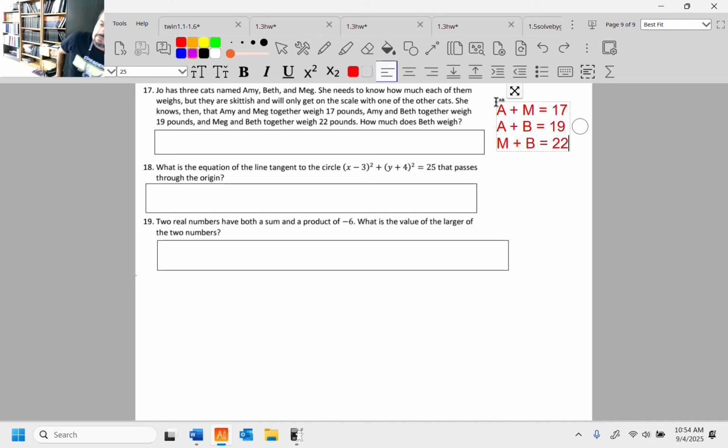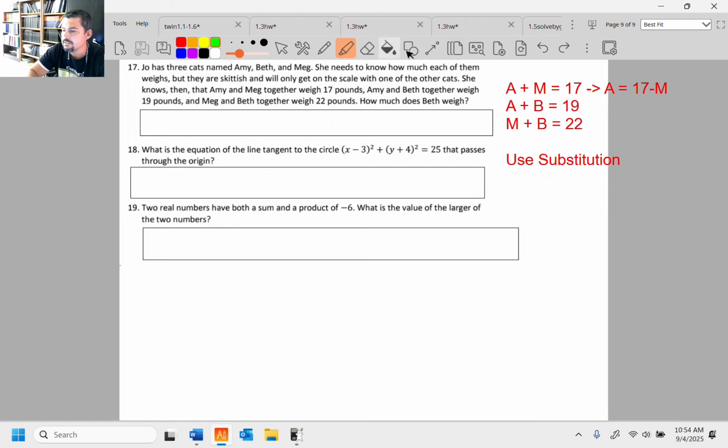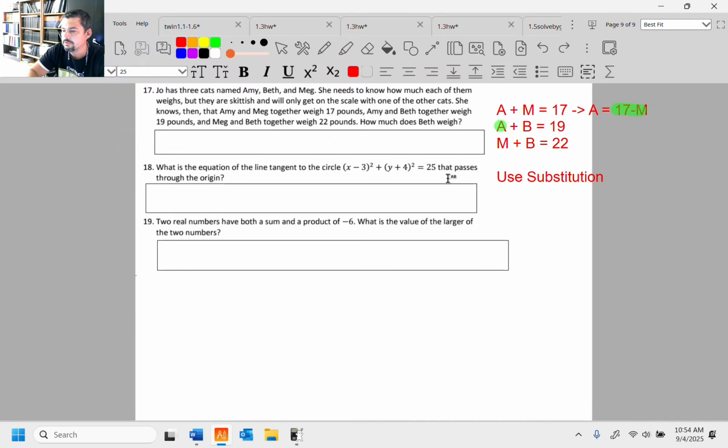There are a lot of ways of solving this particular system. The best way to do it is probably through substitution. I'm going to use substitution. So I'm going to take the very first equation right here, and I'm going to solve it for A. So I'm solving it for the cat named Amy. Amy is going to be 17 pounds minus Meg. And then I'm going to take that quantity, and I'm going to plug it in right there. So again, using substitution. That's what it's all about.